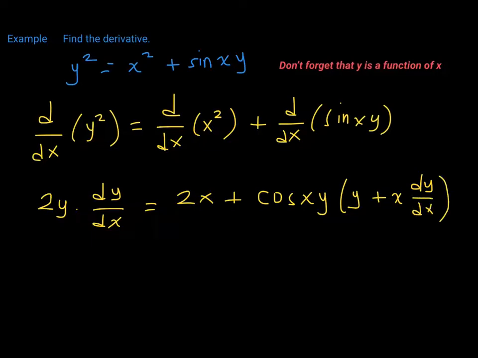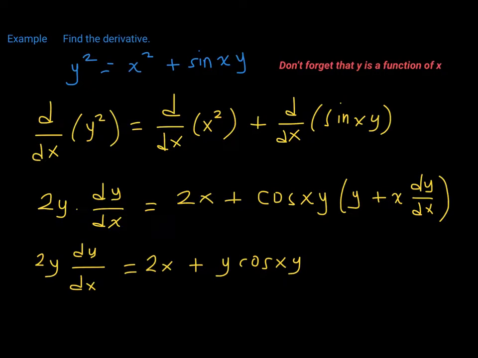All right. Our job now, folks, is to isolate dy/dx. Isolate dy/dx. All right, so let's do it. The first thing I want to do is get rid of these parentheses. So let's actually distribute cosine of xy. So then it'll be 2y dy/dx is equal to 2x plus, I'm going to write it like this, y times cosine of xy.